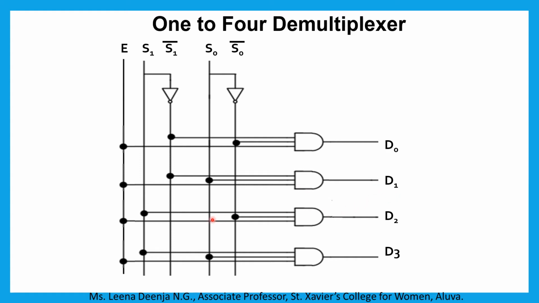The next possibility, when S1 is 1 and S0 is 0, then we can see that here this is 1 and this S0 is 0, so here it is 1. So two inputs are 1 and 1. So this E will appear at this D2. When S1 and S0 are 1, then this E will appear at this D3.